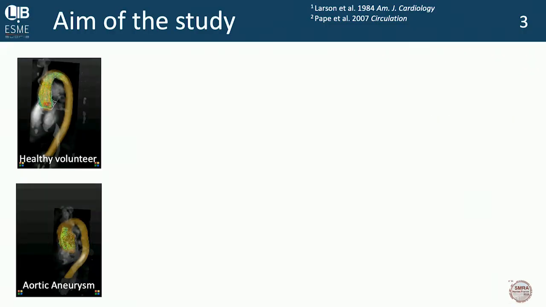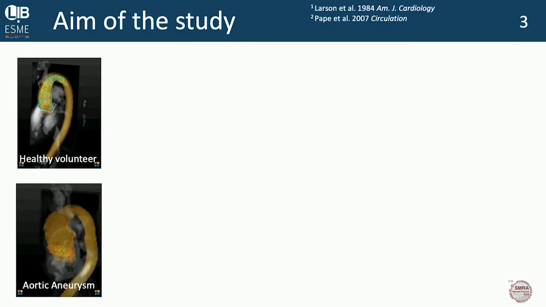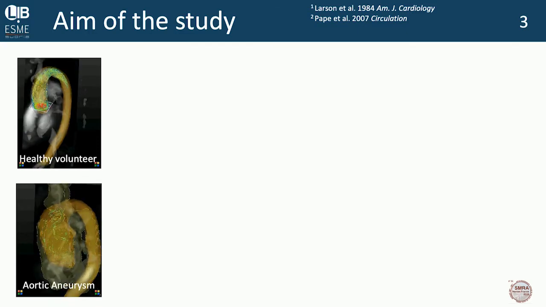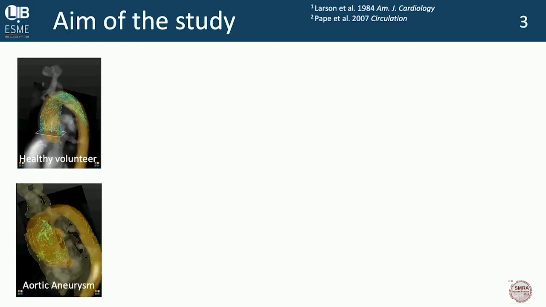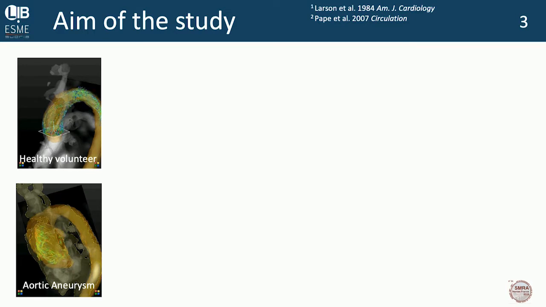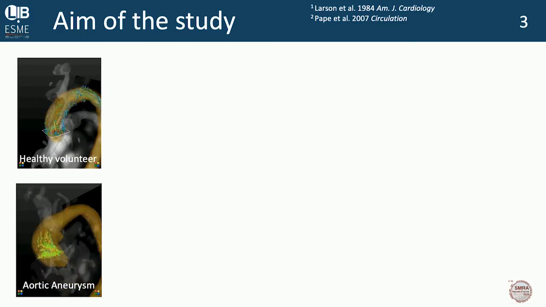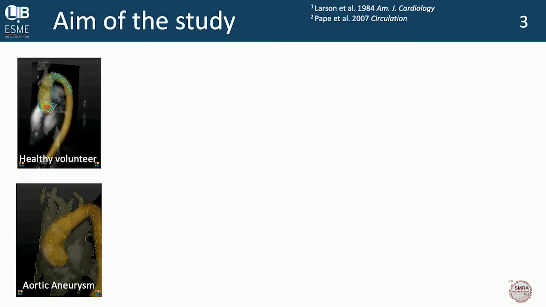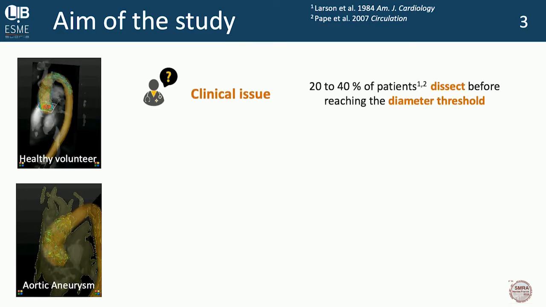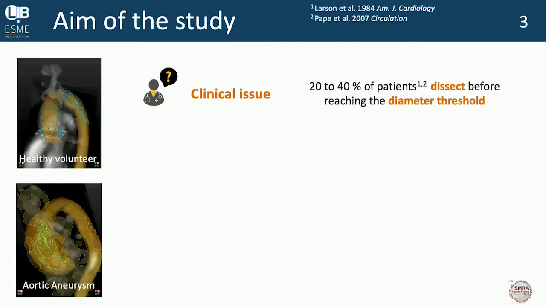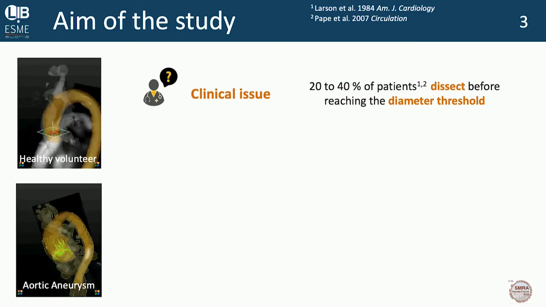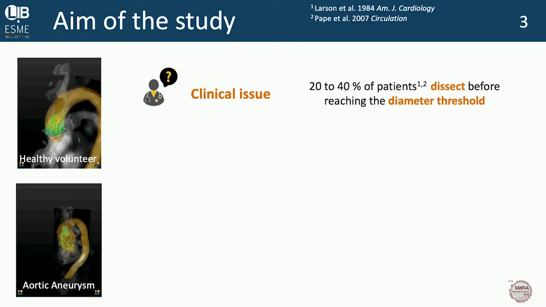As you know, the aorta has a natural tendency to dilate with age. But when this dilation exceeds 40 millimeters, it is pathological, and when it exceeds 55 millimeters, it leads to surgery to avoid aortic dissection. However, some studies have shown that using the diameter as the only parameter was not efficient for 20 to 40% of patients with an aortic dilation.